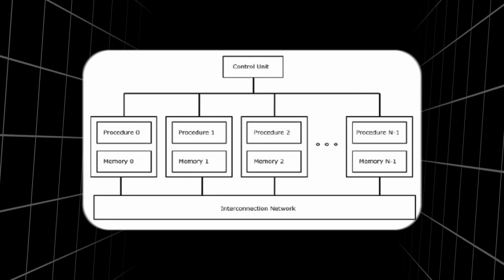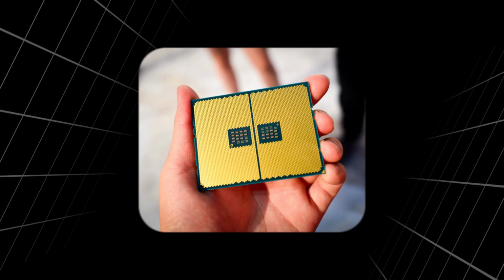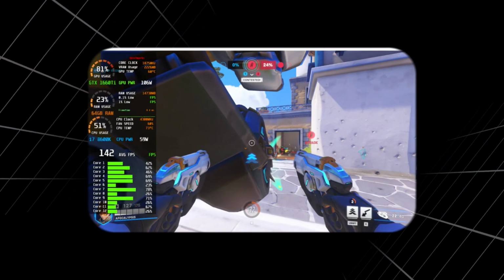But more cores aren't always better. If software isn't written to use multiple cores, called parallelism, extra cores just sit idle. A single-threaded video game can't use your 32-core CPU any more efficiently than a 4-core one.